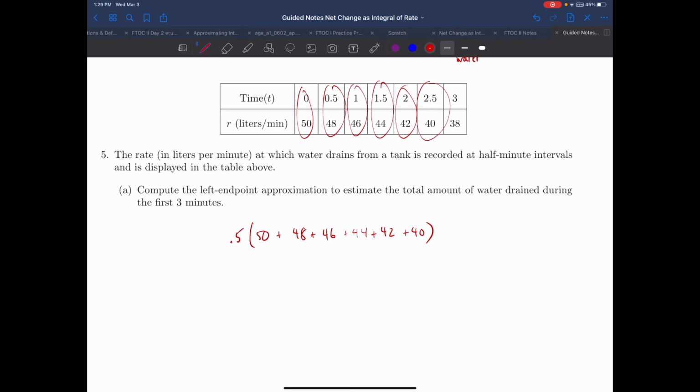So this comes out to 154. And this is liters. And you have to be careful with the units. So if it's liters per minute and we're integrating, we will just have liters left.